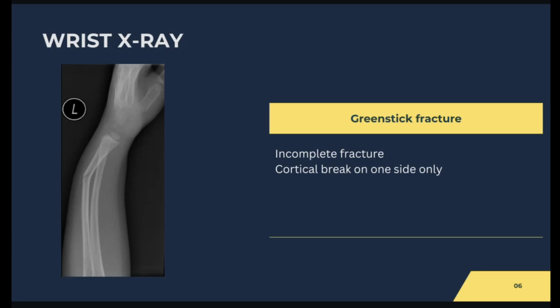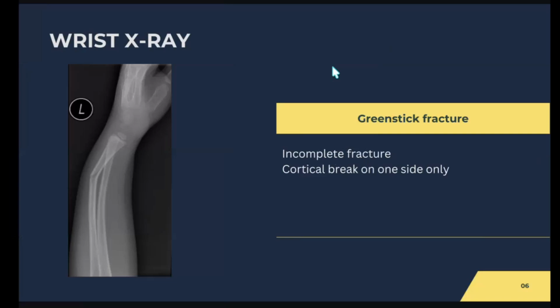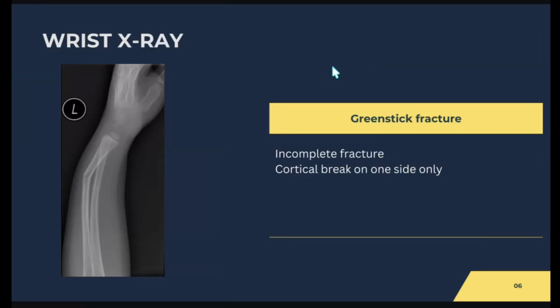Yes, it's a very good idea to think about scaphoid, but in the X-ray that we're looking at, the scaphoid is not ossified yet. So when you look at the wrist, you can hardly see any bones in the wrist. So they are not ossified. So this is a very young child.